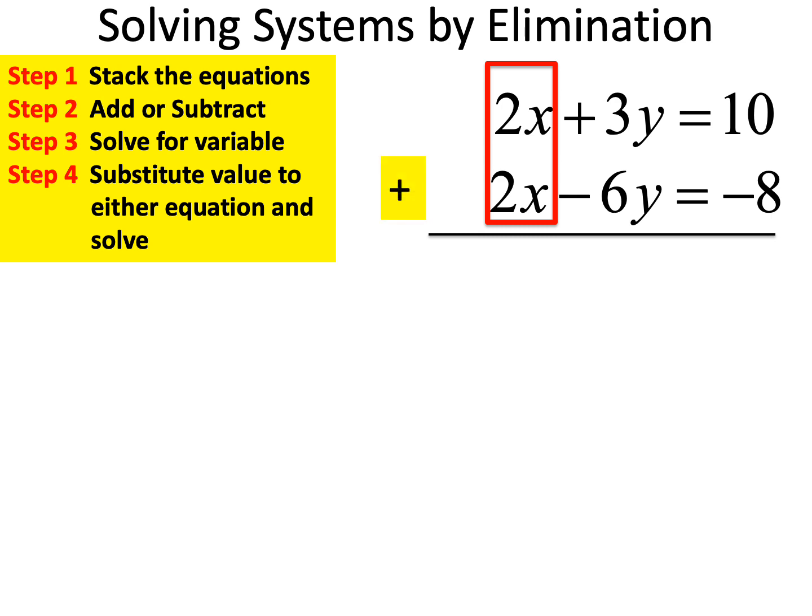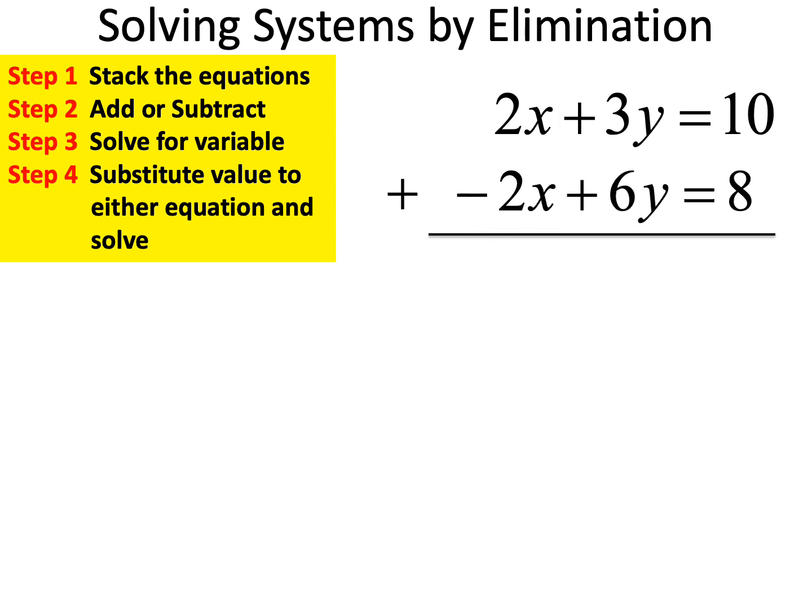So all I'm going to do is change all the signs. This positive 2 now becomes negative. This negative 6 now becomes positive, and this negative 8 becomes positive. In other words, I swapped all the signs. Okay? Now I can easily add these two together. Okay. So let's add them.